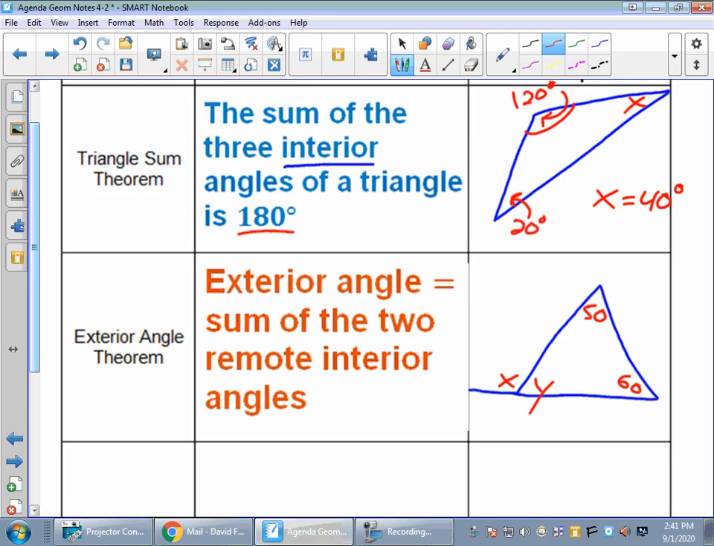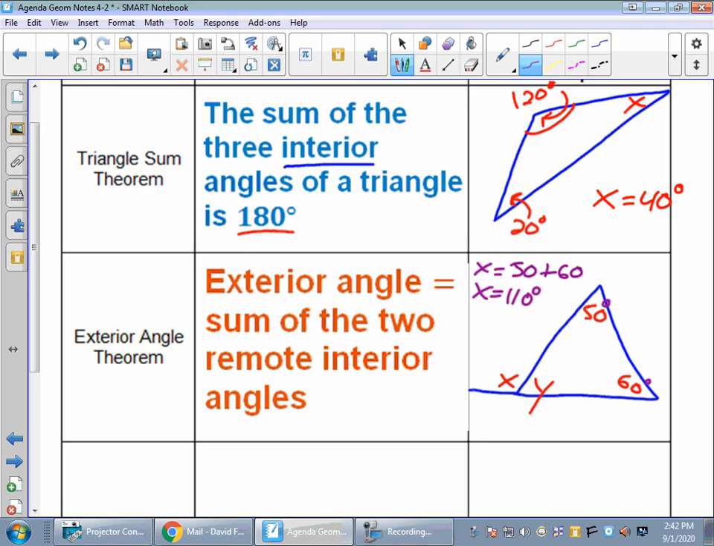Okay, well, we know I can find what y is, right? For y, I would just add these up and subtract from 180, and I'd get it. But for x, I know x is the exterior angle, so x would be equal to the two remote interior angles of 50 and 60 here. So x would be 50 plus 60, so x would be equal to 110 degrees.